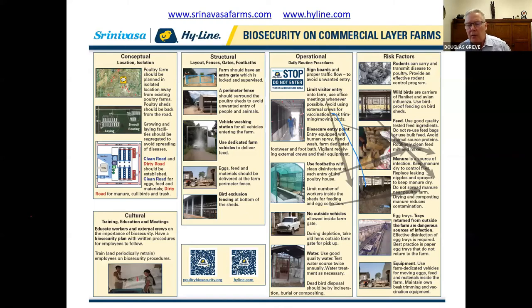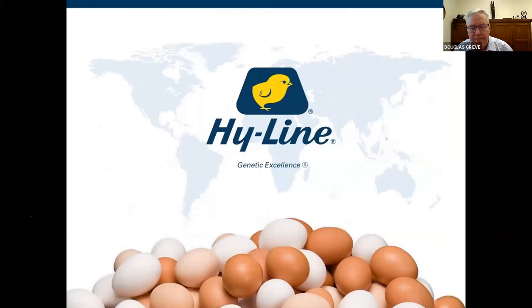So in general, biosecurity, a lot of artwork on my slides here. We've put together a poster, Srinivasa and Highline, to look at some of the key points we think are involved in biosecurity on the Indian layer farm. Again, you can have access to this, have a copy of this. Our technical team would be happy to follow up with you. But I think this would be an excellent thing to put on the wall in the office, encourage the workers to understand these threats, to sit down with your workers and provide some education to them so that they understand why these things are important. So with that, that concludes my presentation. Back to Rakesh.